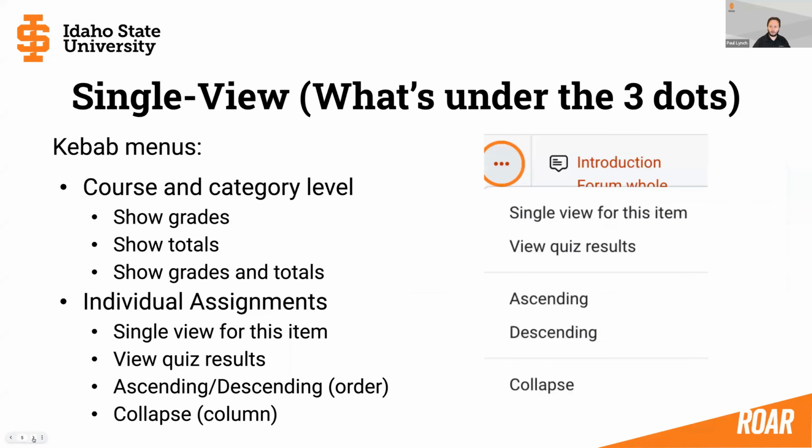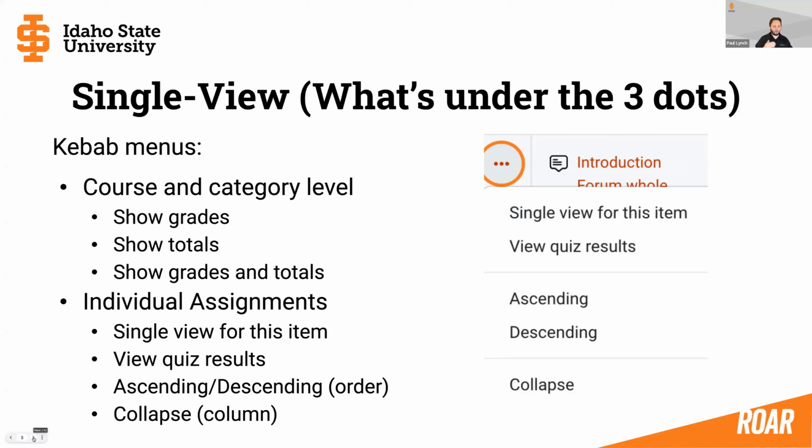But if we move down and we click on that kebab menu for an assignment, so in this case, I selected a quiz, I have a few different options pop up. So the first is a single view item for this quiz. This one I'm most excited about because I'm going to go into detail about it next. But other things that we can select is we can view the quiz results.